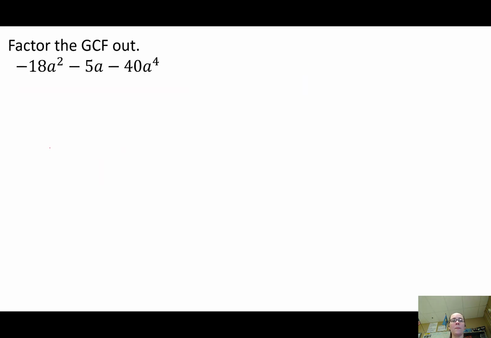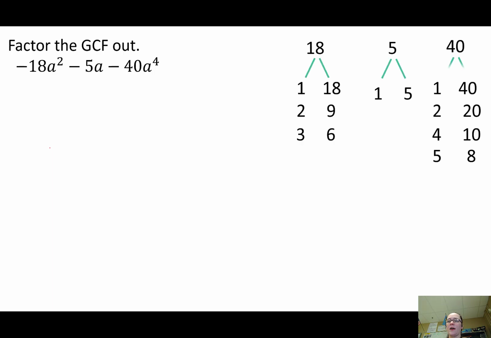All right, let's look at another one. I've got 18a squared minus 5a minus 40a to the fourth. So there are my factors of 18, my factors of 5, and my factors of 40. Let's look at what they all have in common. Well, they all have 1 in common. Let's see if there's anything else. 18 and 40 both have 2, but nothing else. 5 and 40 have 5, but nothing else. So the only number they have in common is 1.